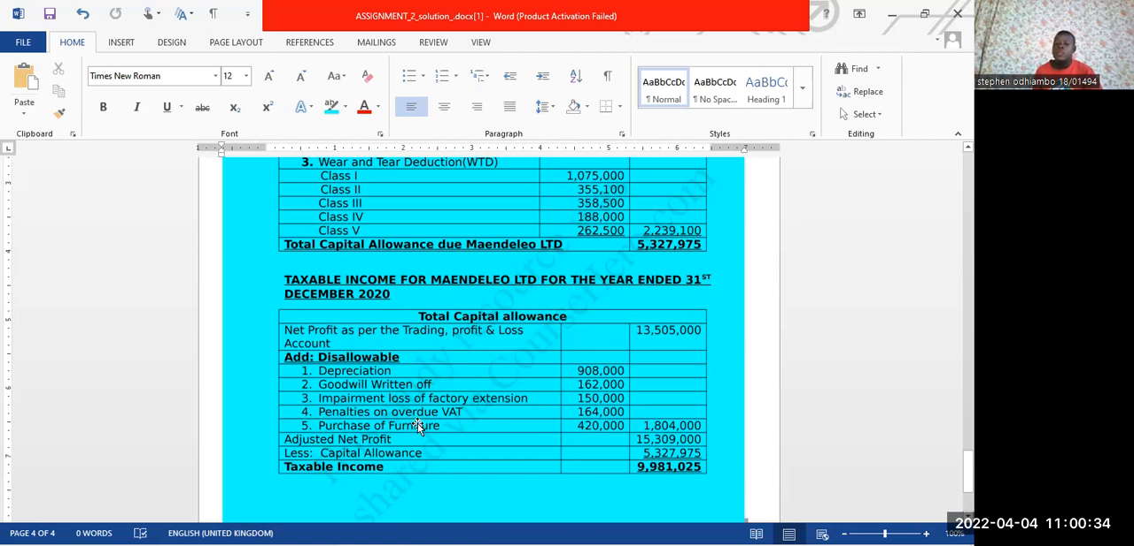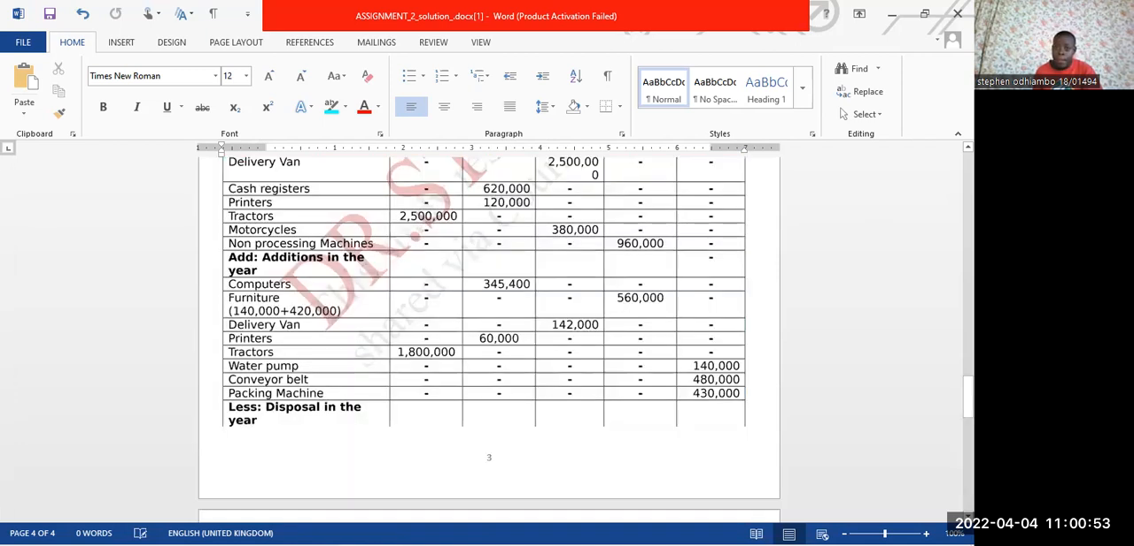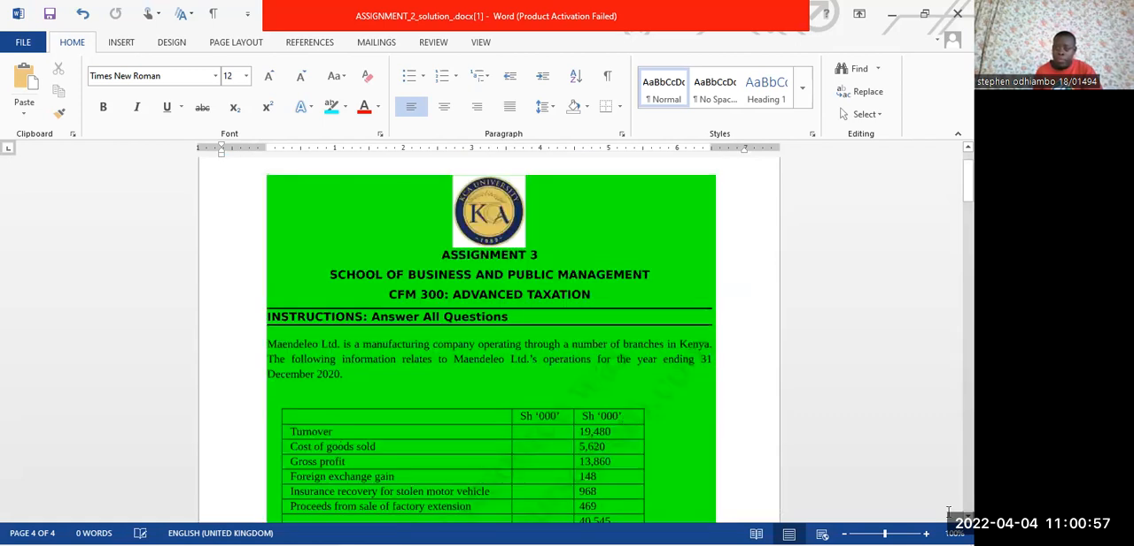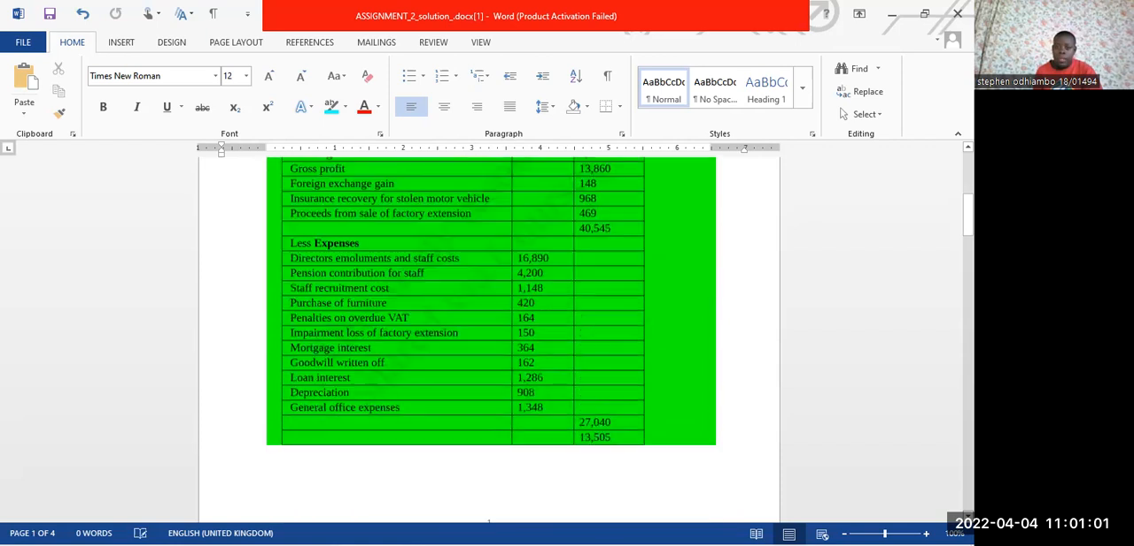So for a taxable income, you are supposed to always start with the net profit. All this I wrote here are just statements. At net profit as per the trading profit and loss account, you can just write net profit. So the net profit, we have 13,505,000. And if you come up here, you're supposed to be getting your net profit. It is here. So your net profit is this.